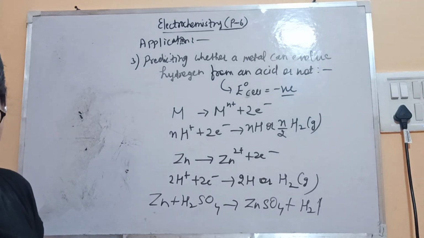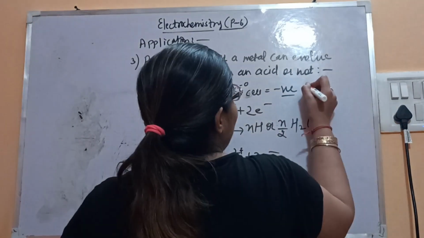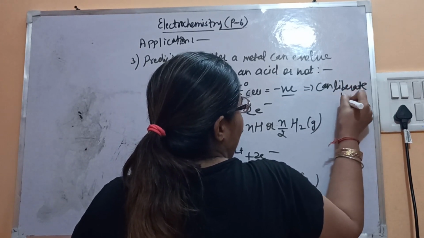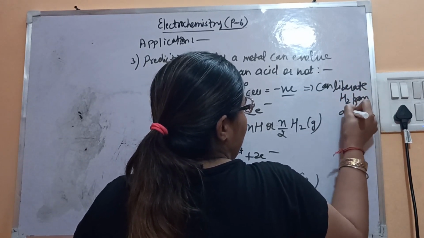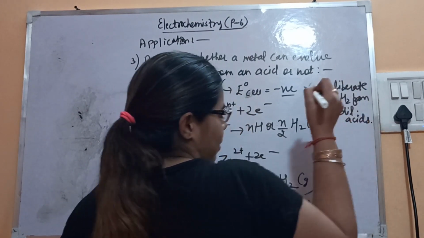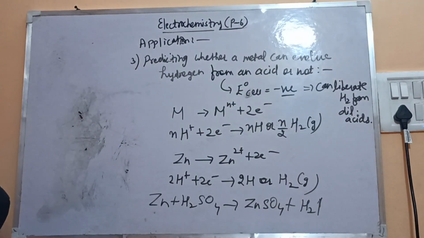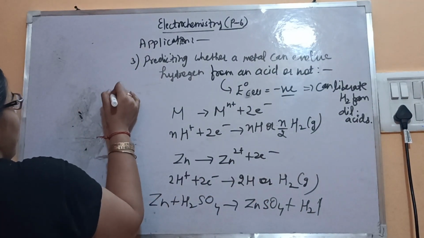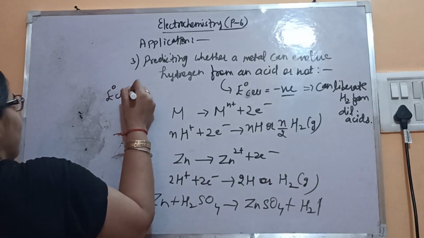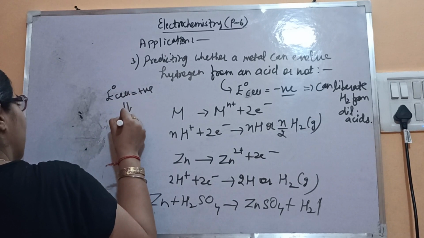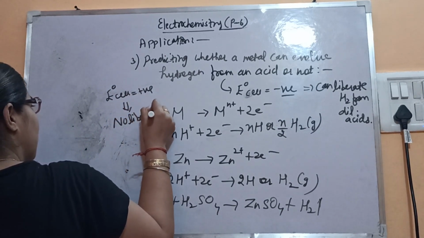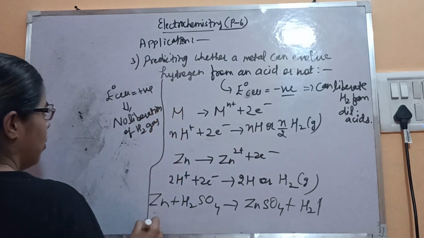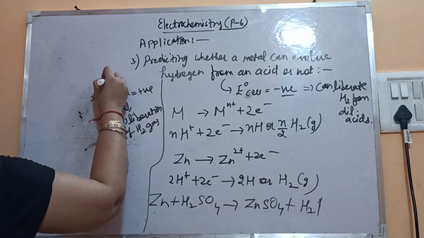Fine. So you can say that negative E naught can liberate hydrogen from dilute acids. Okay, and you can say that if E naught cell is positive, then no liberation of H2 gas. Fine, so this you have to note, this is a note point.